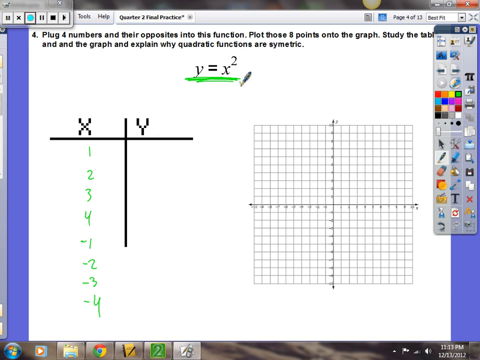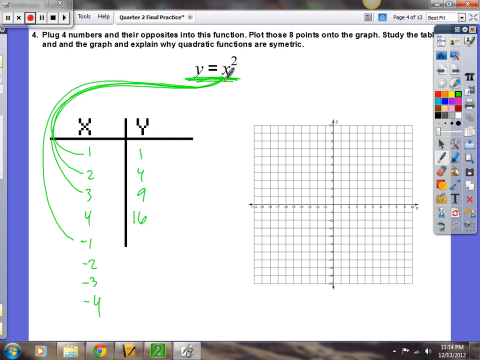So if I plug 1 in, 1 times 1 is 1. If I plug 2 in, 2 times itself is 4. Plug 3, 3 squared is 9, 4 squared is 16. Okay, now what's interesting? If you plug a negative in, a -1, what is a -1 times a -1? It's still a +1. What's -2 times -2? It's +4. -3 times -3 is +9. -4 times -4 is +16.